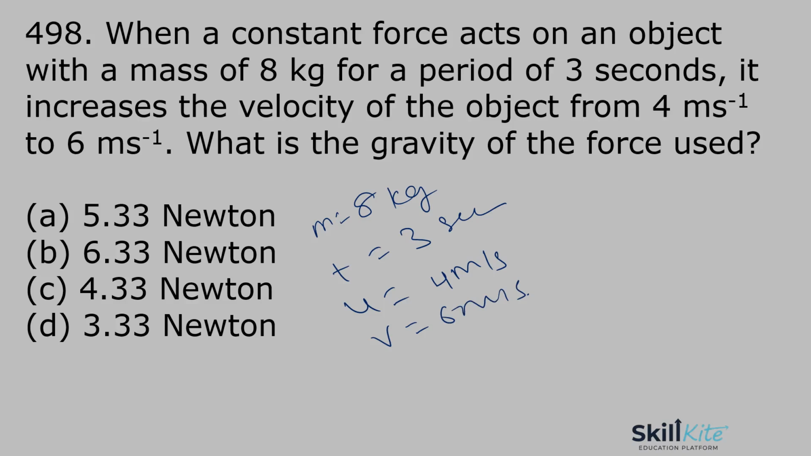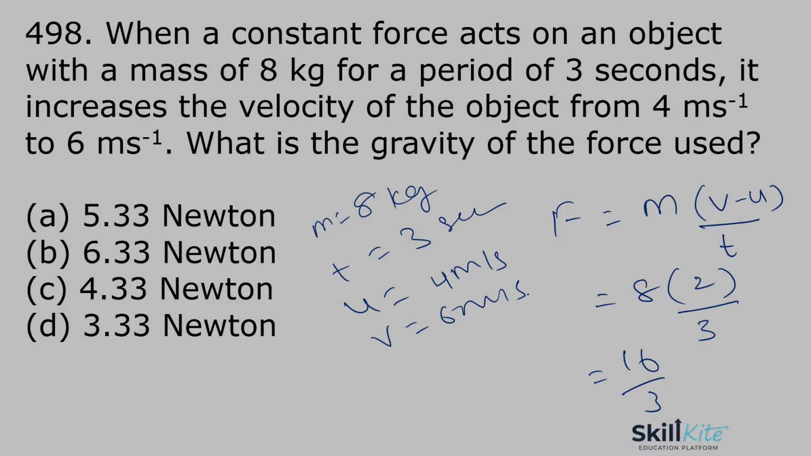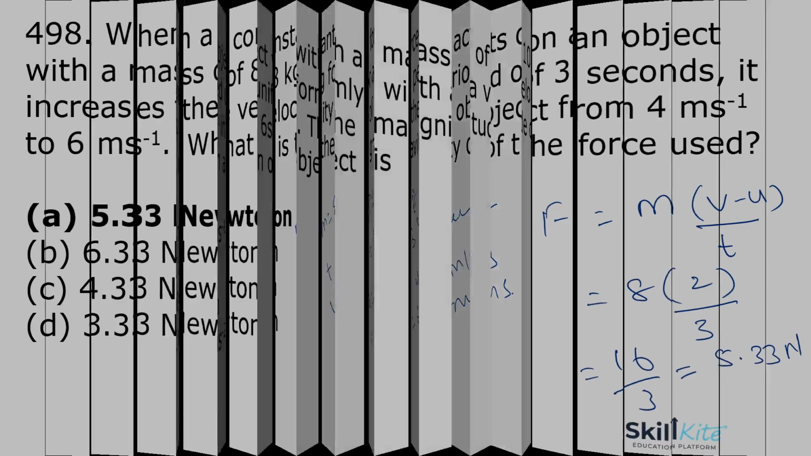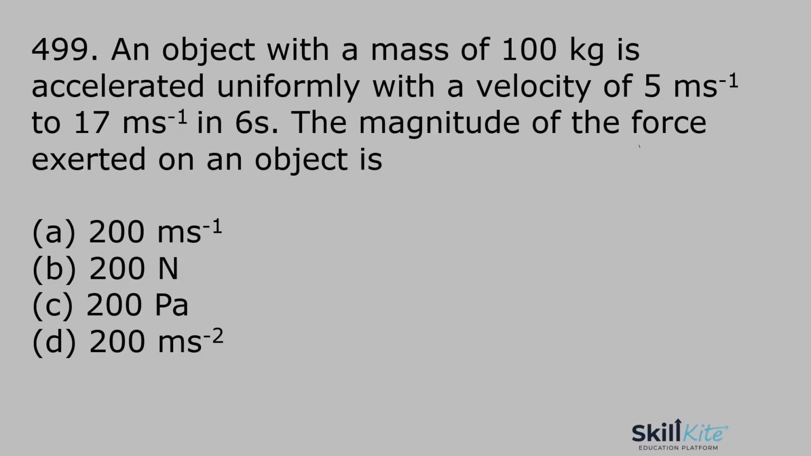So we know the formula, right? F equals to m into v minus u by t. So mass is 8, v minus u means 2, by 3 seconds. 16 by 3. It is around 5.33 newtons. Option A. So force unit is option B, Newton.